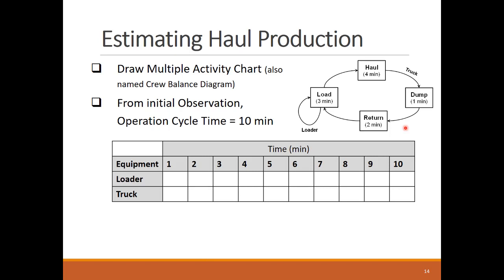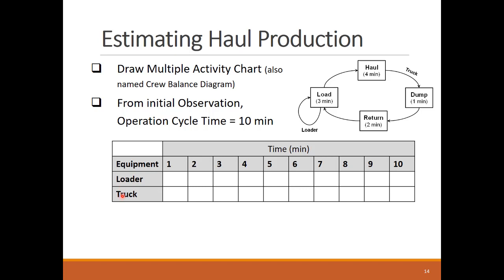We'll analyze the whole operation production using a visual tool called multiple activity chart, which tracks the involvement of the different operation resources. Here we deal with equipment over time. The chart depicts the two main haul resources, one loader and one truck.